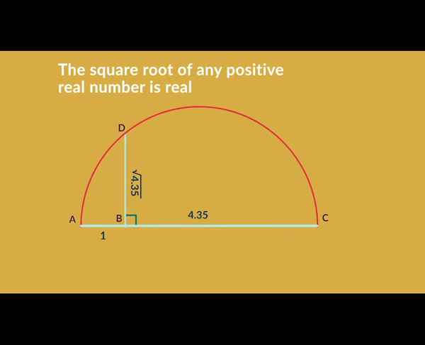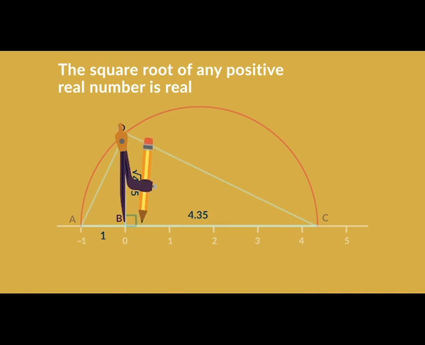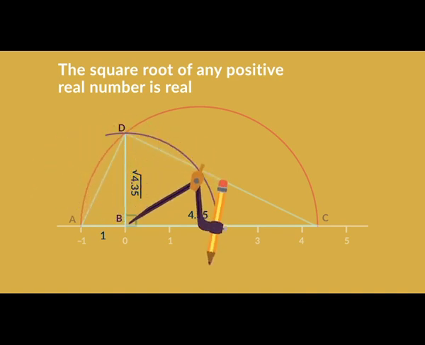And to show the square root of 4.35 on the number line, position the drawing so that B is at 0 on the number line. Use the compass to measure the length of BD. Keep the point of the compass at 0 and cut off the length of the square root of 4.35 on the number line, so we can find the position of the square root of any positive real number on the number line.